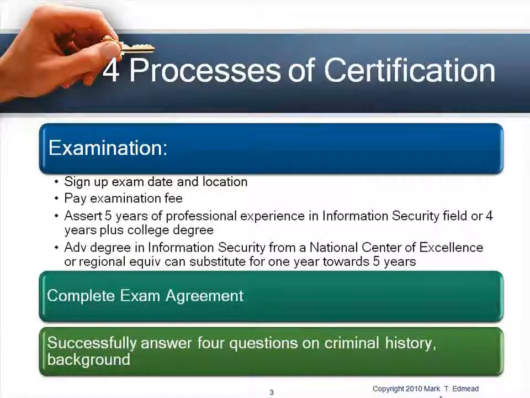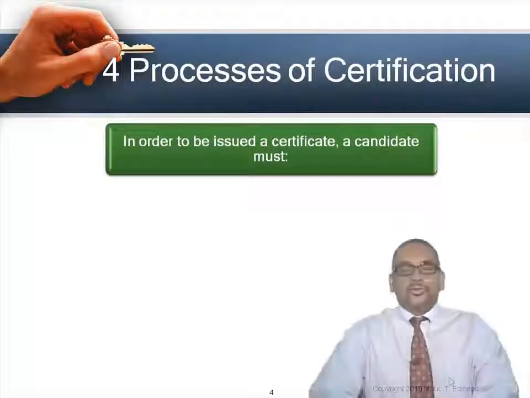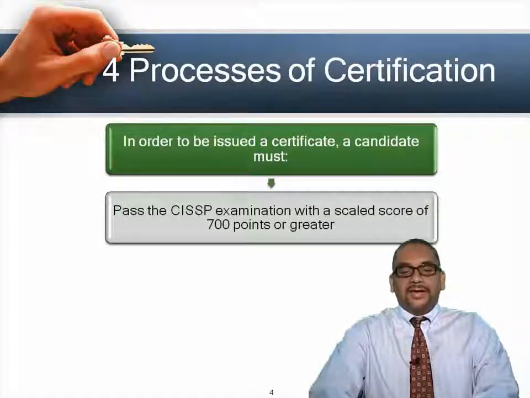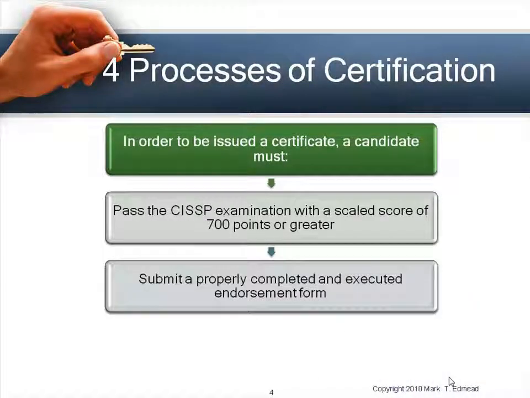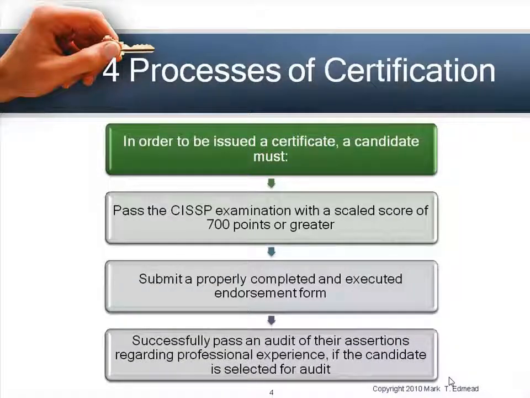the examination process. In order to be issued a certificate, as a candidate, you need to pass the CISSP exam, which is why we're here. You need to score at least 700 points or greater. Then you need to complete and submit a complete and executed endorsement form. And I'll explain what that is a little bit later. Then you might be selected to be audited.